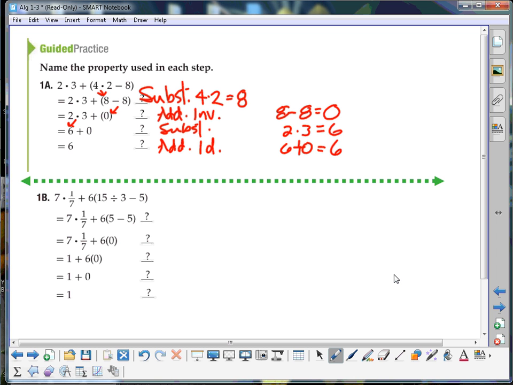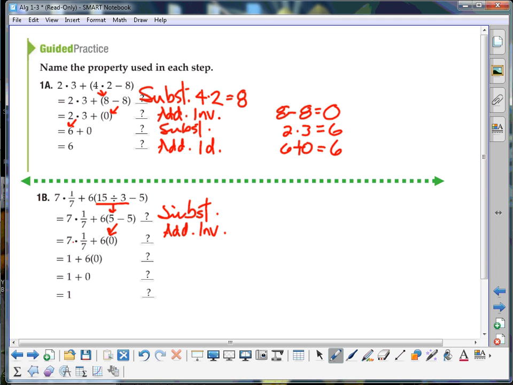Okay, let's do 7 parentheses 7 times 1/7 plus 6 parentheses 15 divided by 3 minus 5. So first thing we're going to do is go inside the parentheses and substitute 15 divided by 3 for the 5. 15 divided by 3 is 5. And what we've done, we've substituted, right? What's the next thing we do here? We're going to take 5 minus 5 and change it to 0. 5 minus 5 is what? It is the additive inverse.